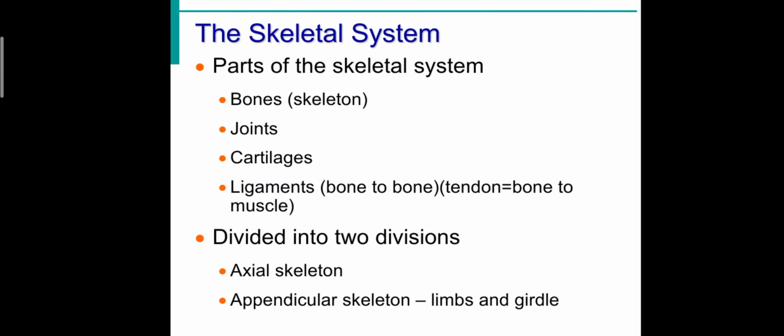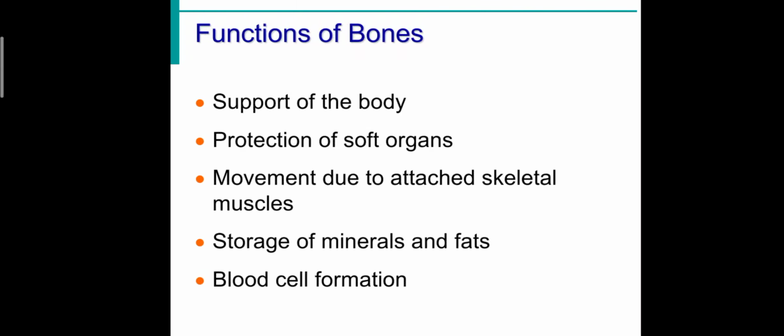The skeletal system. Parts of the skeletal system: bones, joints, cartilages, ligaments (bone to bone), tendons (bone to muscles). Divided into two divisions, axial skeleton and appendicular skeleton, that is limbs and girdle. Functions of bone: support of the body, protection of soft organs, movement due to attached skeletal muscles, storage of minerals and fats, blood cell formation.